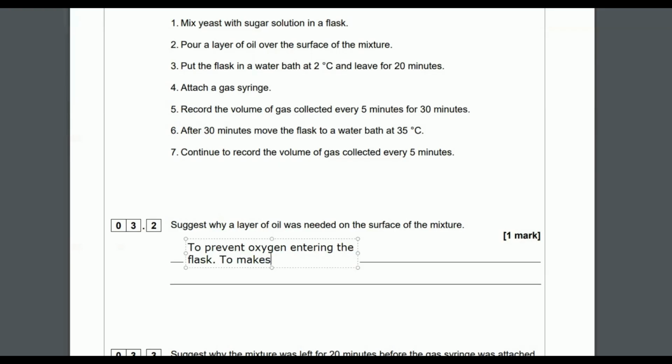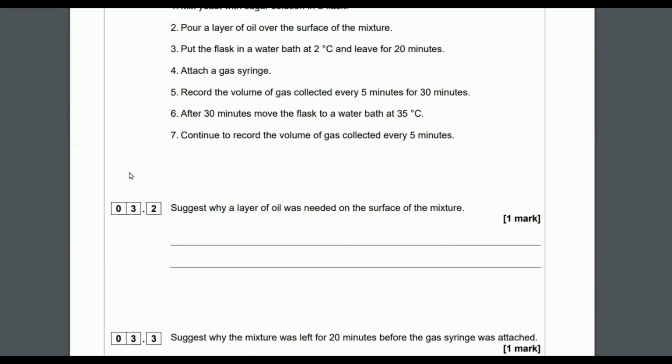You could say to make sure it respires anaerobically, because fermentation is ethanolic or alcoholic fermentation, and this is an anaerobic process. So we want to ensure that the yeast does anaerobic respiration and doesn't switch to aerobic.